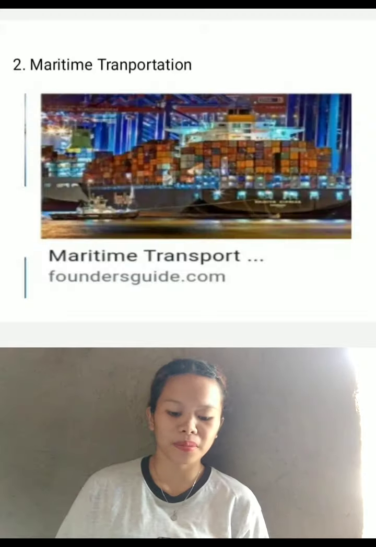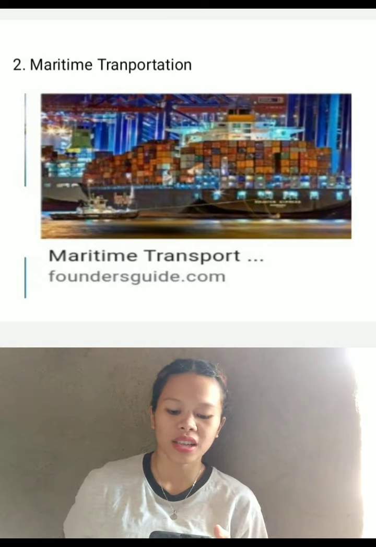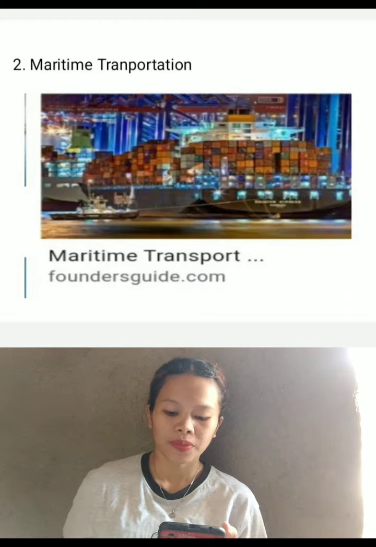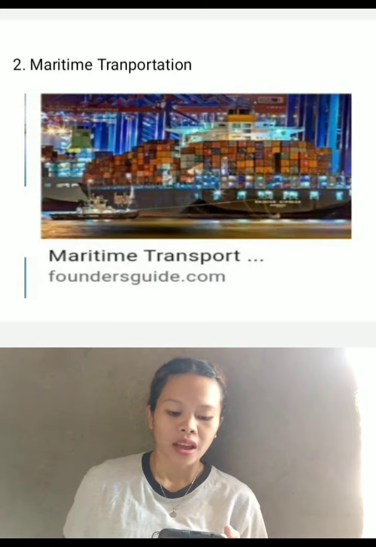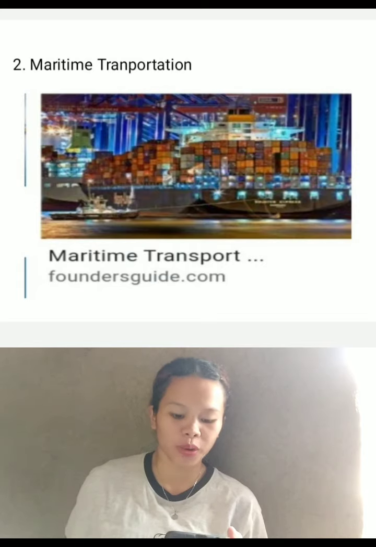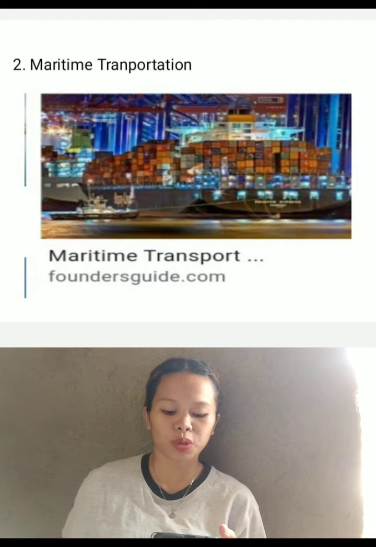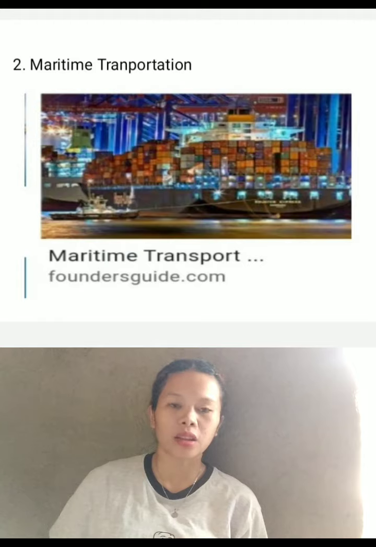Second is maritime transportation. Shipping by water has been practiced for thousands of years and remains pivotal in today's global trade. 90% of all international trade is accomplished through maritime transportation. Cargo ships travel on almost every major body of water and have the capacity to transport the highest volume of freight of any mode of transportation at the lowest cost.